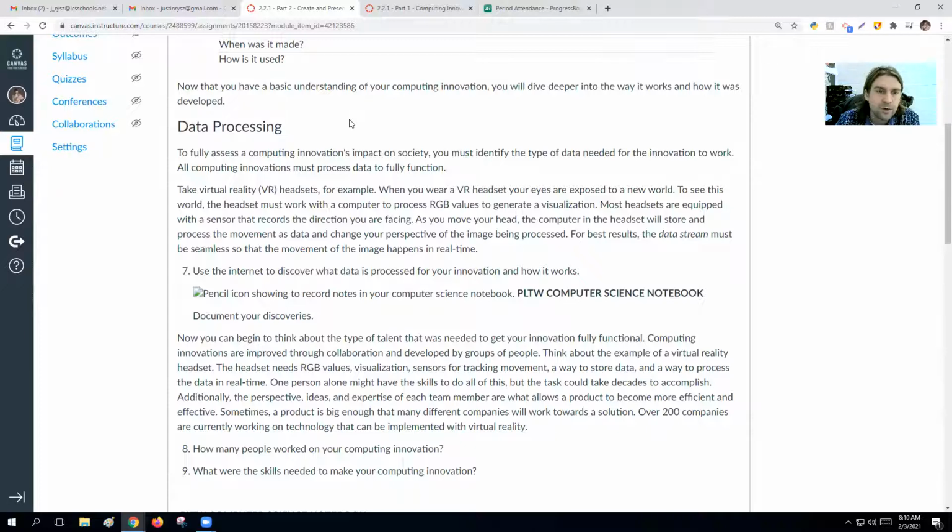Most headsets are equipped with some type of sensor that records the direction you're facing. As you move your head, the headset will store and process the movement data, and then change the perspective of the image. So you're seeing a 2D image, but as you turn, it changes that image to look like you're moving around. For best results, the data stream must be seamless, so we don't want it to be chunky. The more fluid it is, the more immersed you really feel.